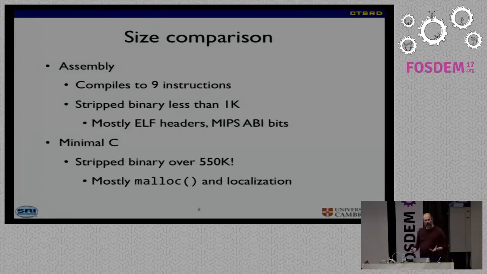However, the minimal C program there, and this is without printf, or seemingly without printf, it's over 550K. So most of that, it turns out, is malloc. And a bit of it is localization. And we'll get into that more. So where does all this stuff come from? This program didn't do anything requiring localization. It has to basically make a simple system call.